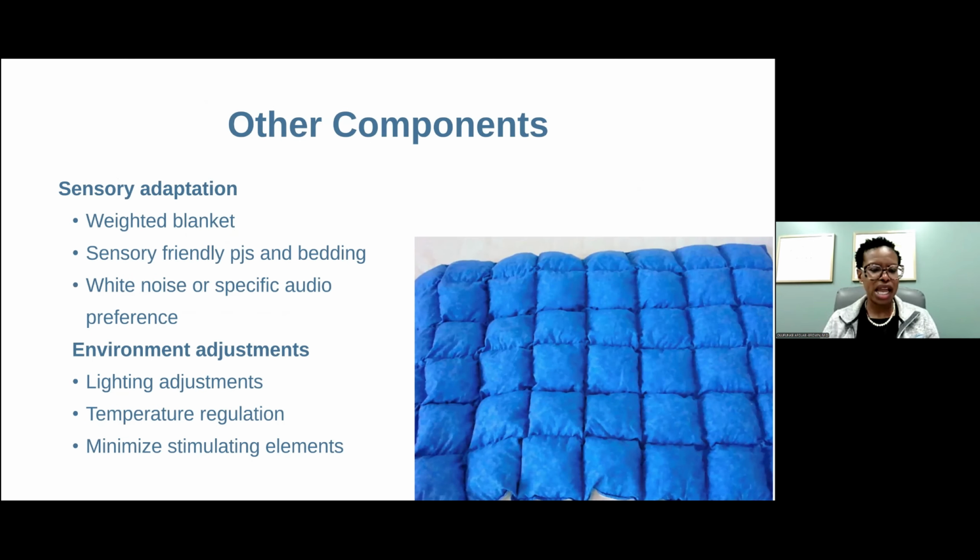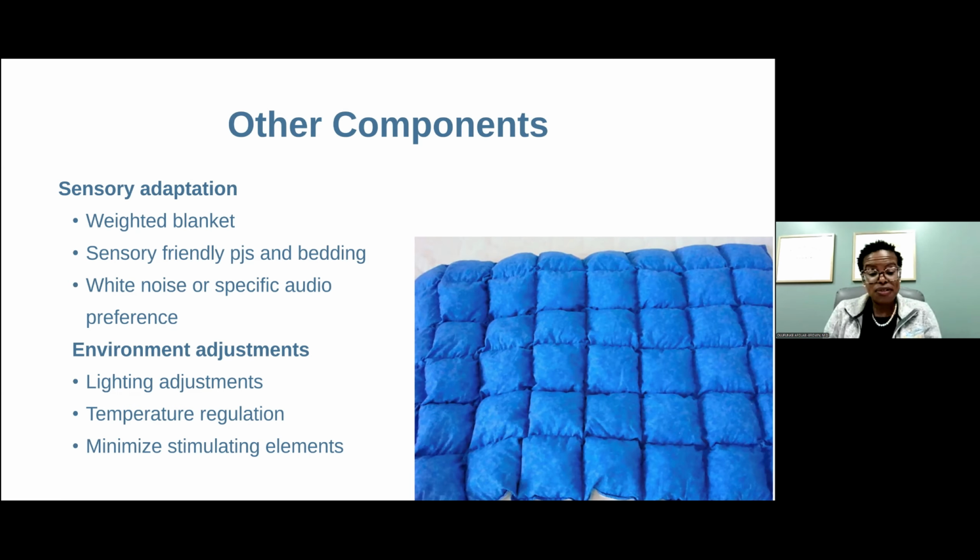So with these sensory adaptations, these are for children who maybe do have some sensory issues. Using a weighted blanket is great. Usually I would say don't go investing in something that's very, very expensive. Maybe get something from Walmart or Target. Try it first and see how well they do with it, because not every child likes it.